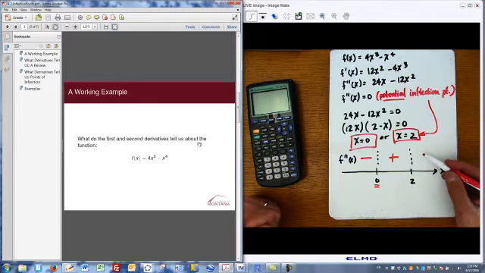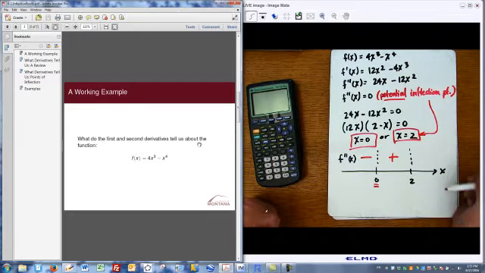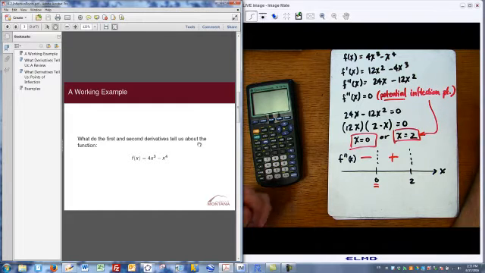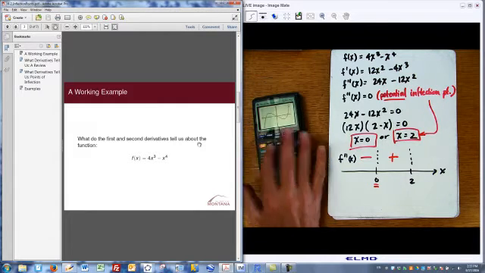What would have to happen at 2 for it to be an inflection point is that there would have to be a negatively curved, or concave down, graph to the right of 2. So let's go ahead and check that. A nice number to check would be 3. If I put 3 in there, 24 times 3 minus 12 times 3 squared. Let's just see what happens there.